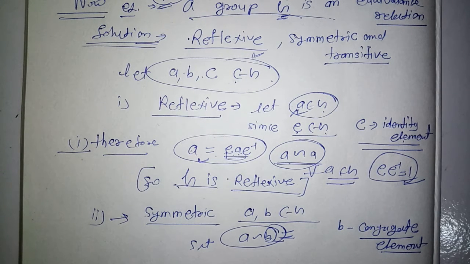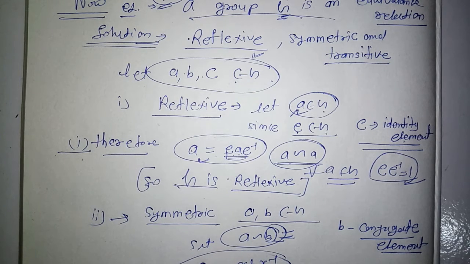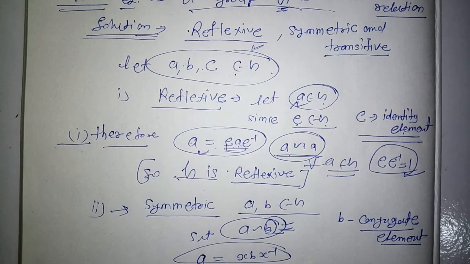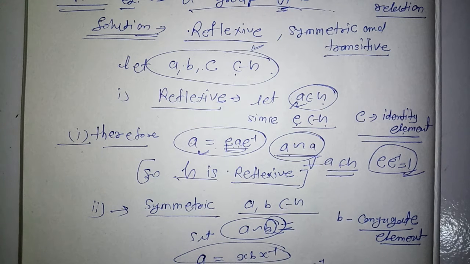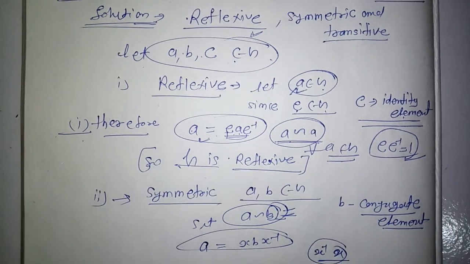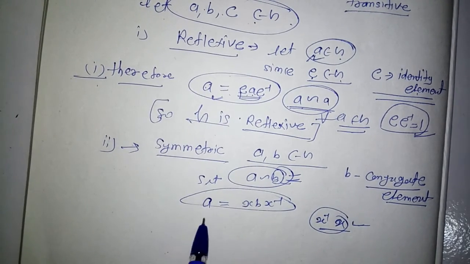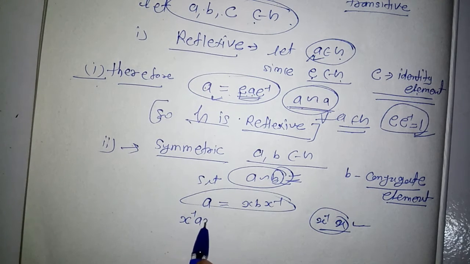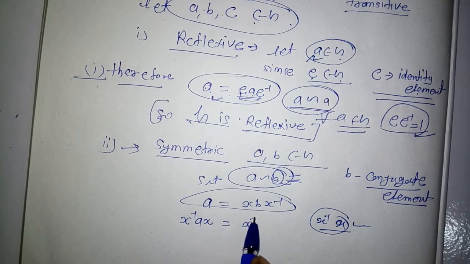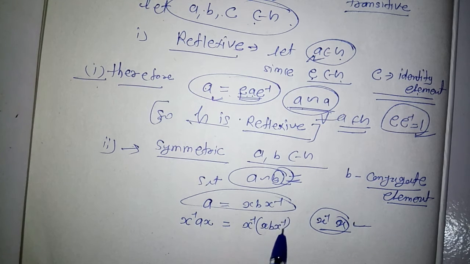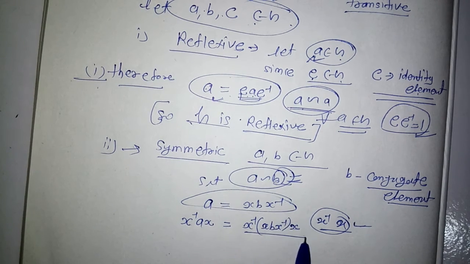Now we can write here A is equal to XB X inverse. Okay, A, element X inverse and X. Okay, we multiply here X inverse A X is equal to X inverse XB X inverse and X.